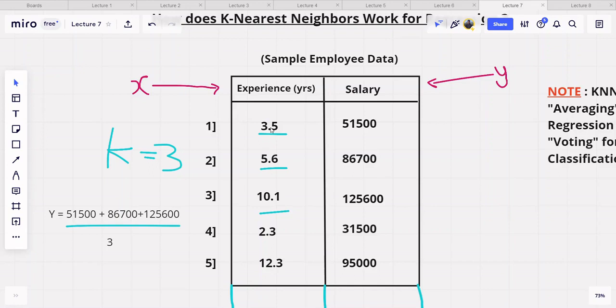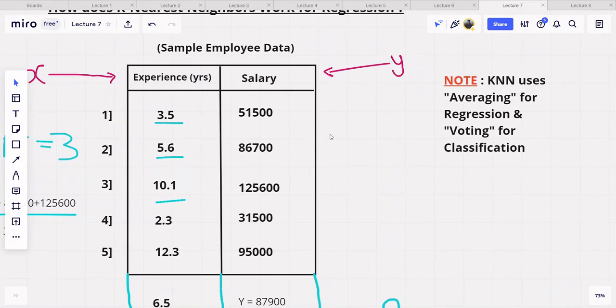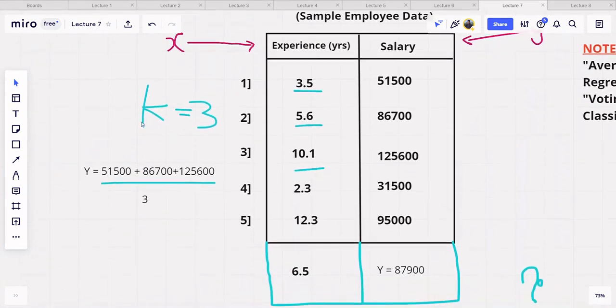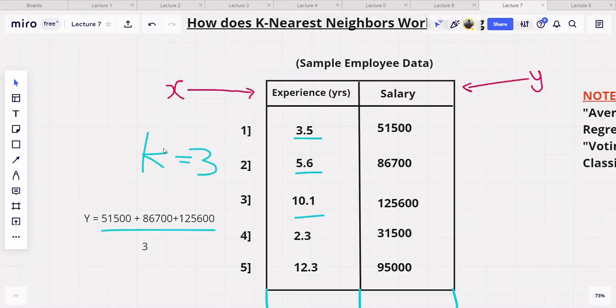A quick note here: for KNN, we use averaging for regression problems and voting for classification problems. Averaging is basically what we did right now. We found k closest neighbors, and we took their values and took the average of their values to make our own prediction. So this is basically called averaging.